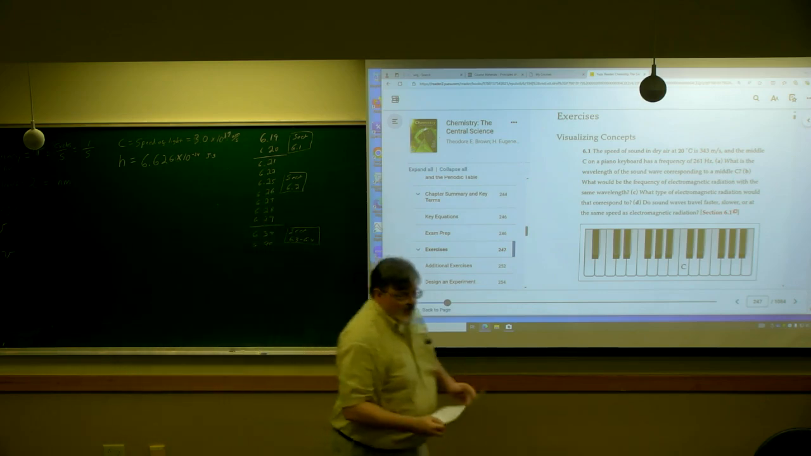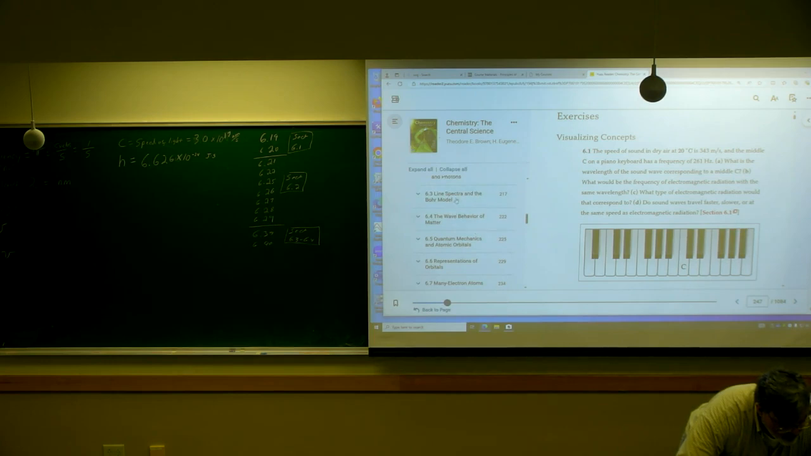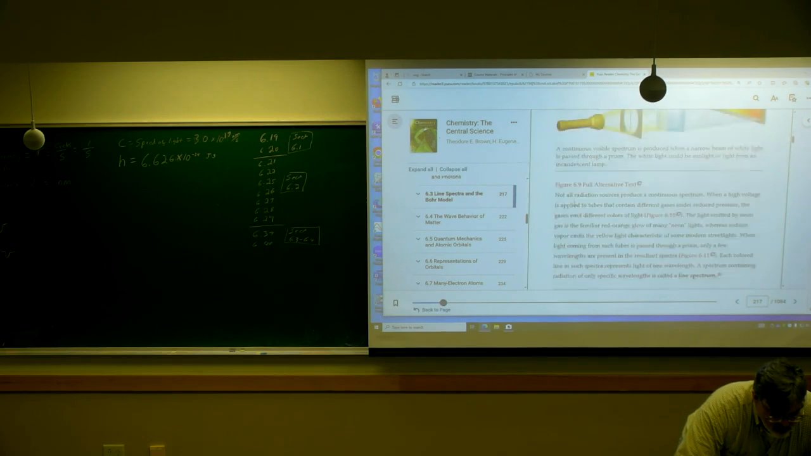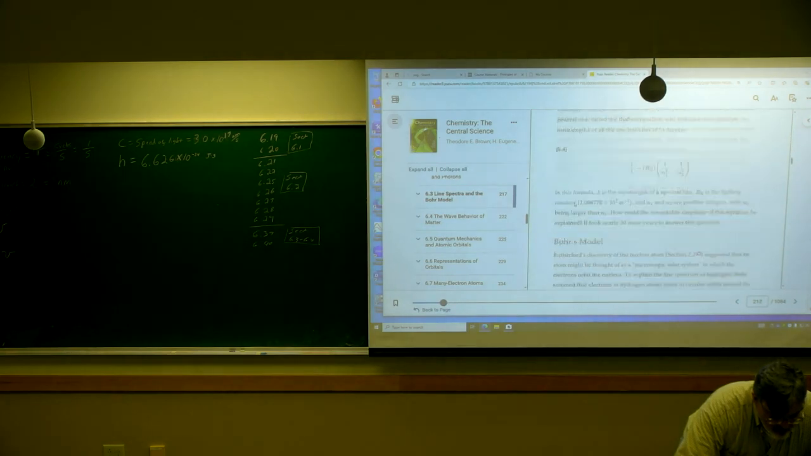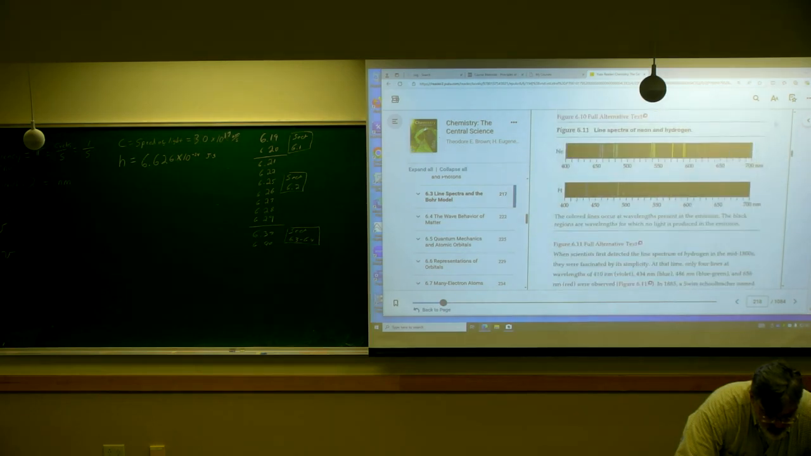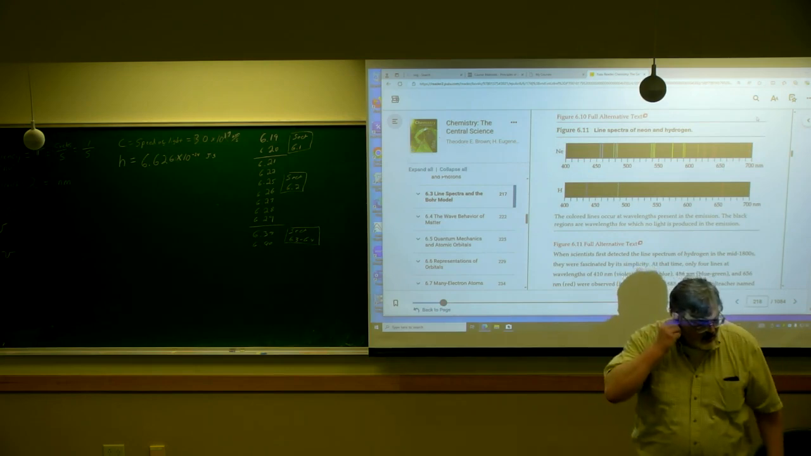Look there real quick. Gives us one more equation. So these are line spectra. We'll do this next week in lab. Actually measure line spectra.